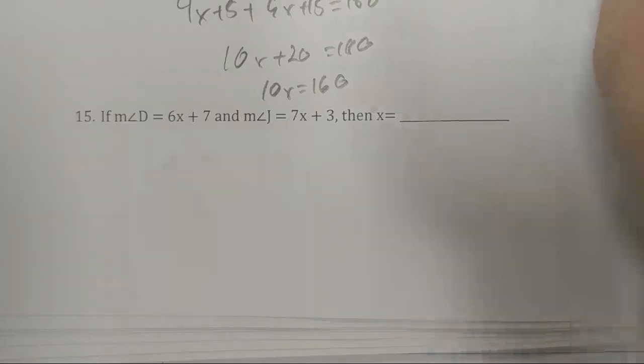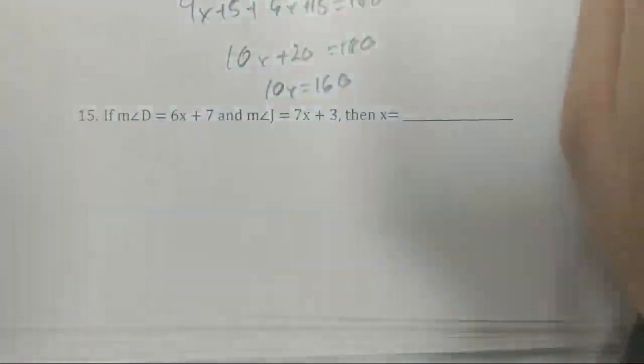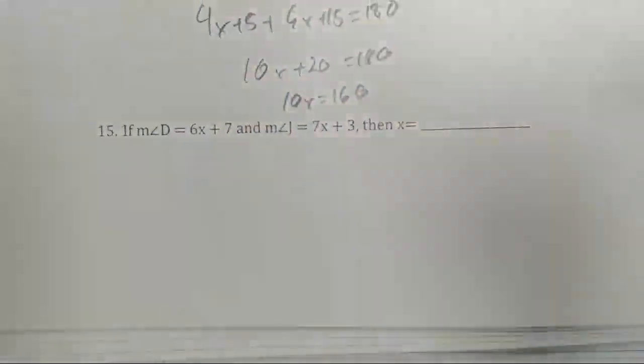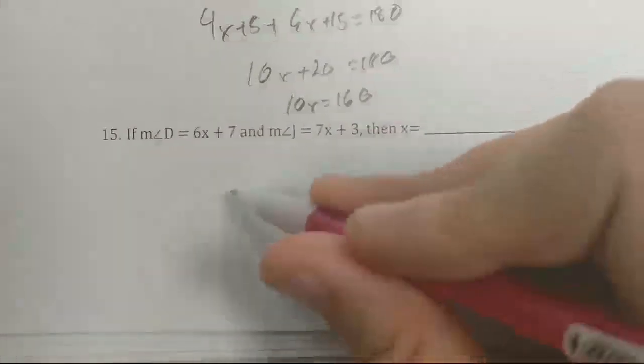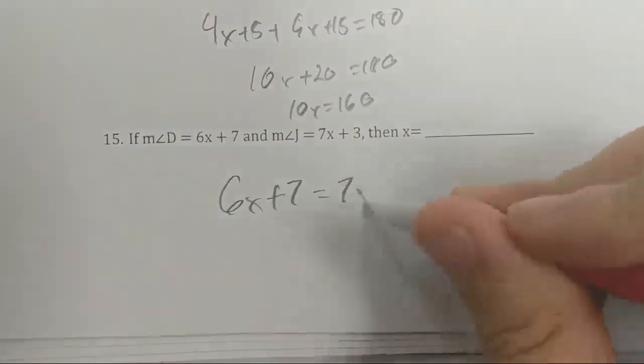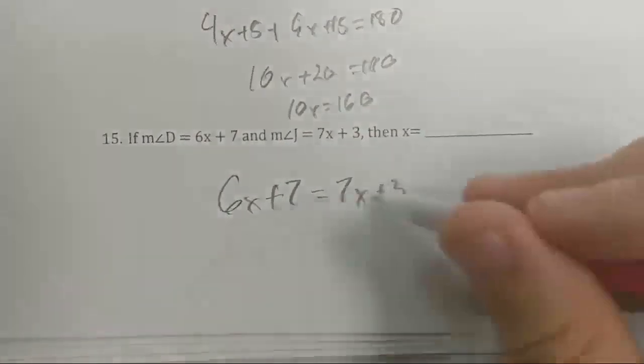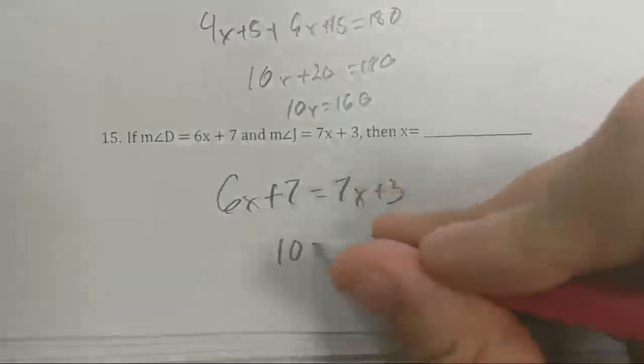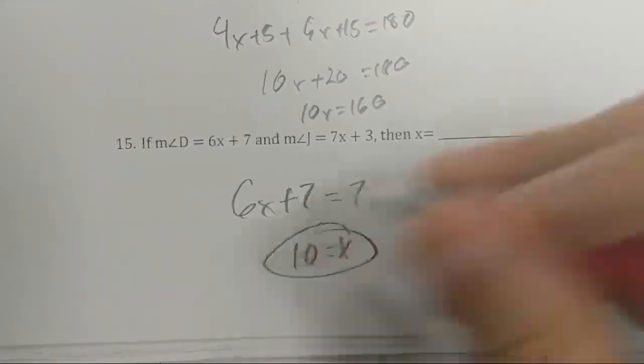I made a mistake. I have to tell you that M and N is also parallel. That's my fault. But anyway, D and J is alternate interior, so we're going to assume they're parallel. So alternate interior means they're equal to each other. 7x plus 3, subtract 6x plus 3, that would be 10 equals x. So that's 10.